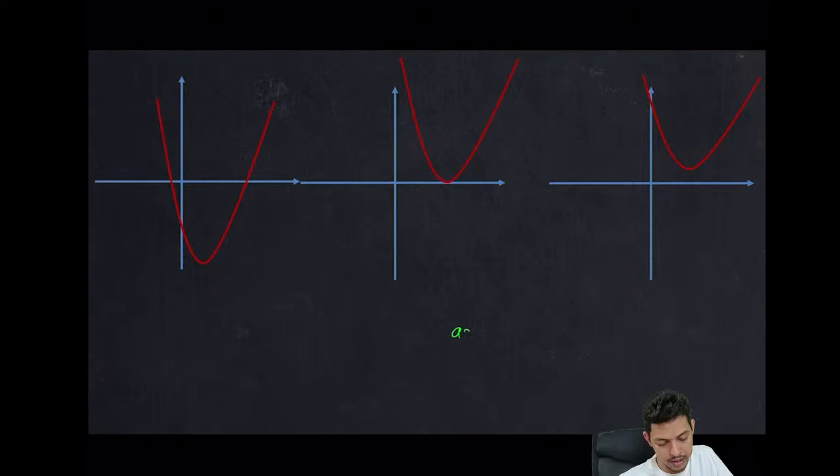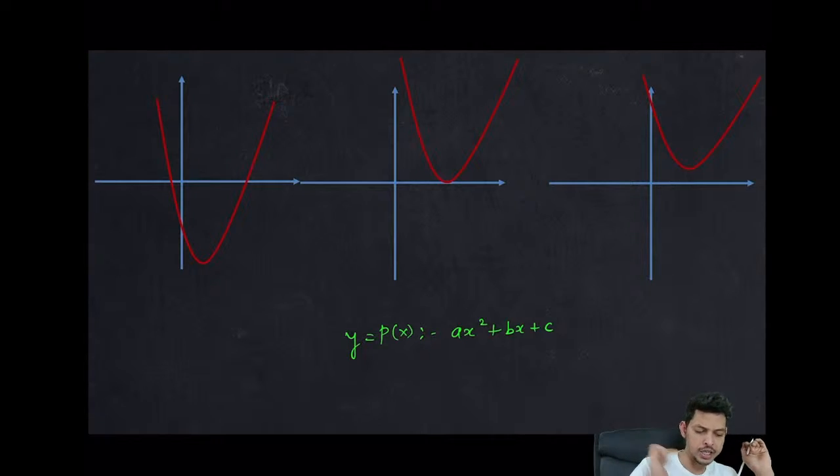Now, if you see in this picture that I have drawn over here, let's say I'm talking about a quadratic polynomial, which is ax square plus bx plus c. So this is a quadratic polynomial which we are calling p of x, or p of x and y are the same thing. So y is equal to p of x, and that is ax square plus bx plus c.